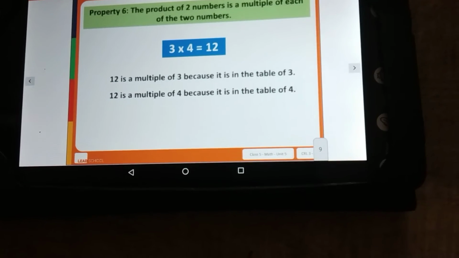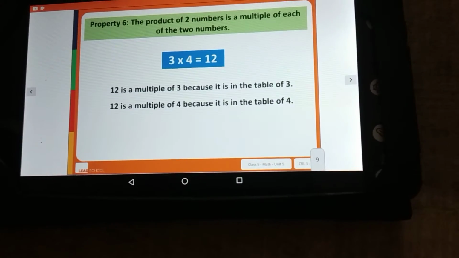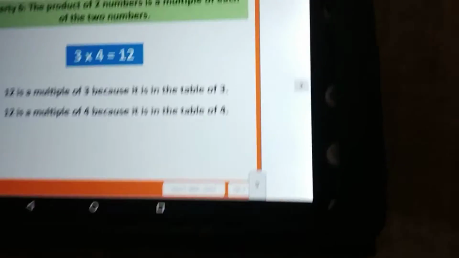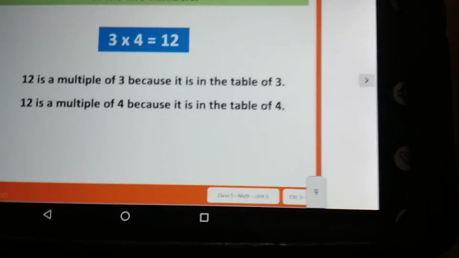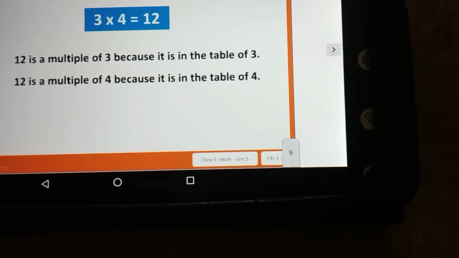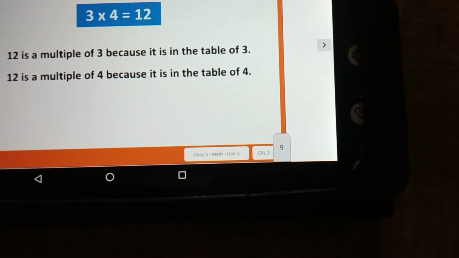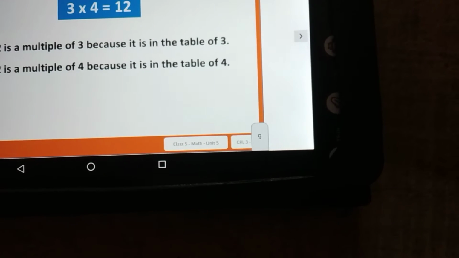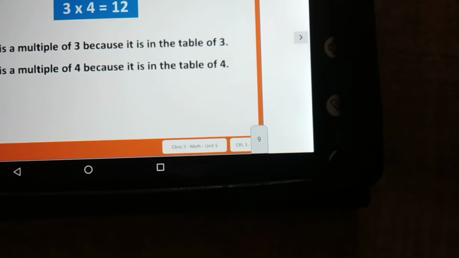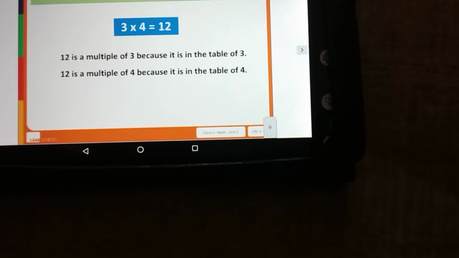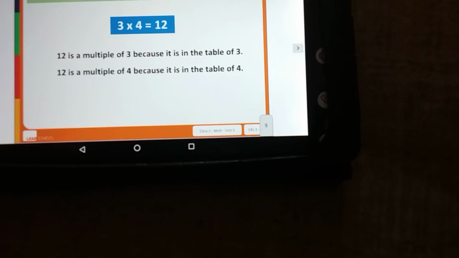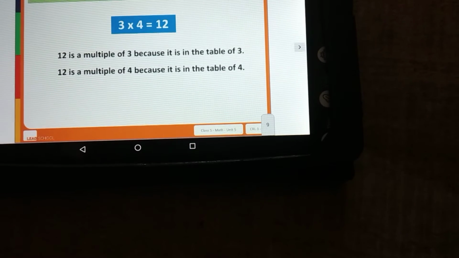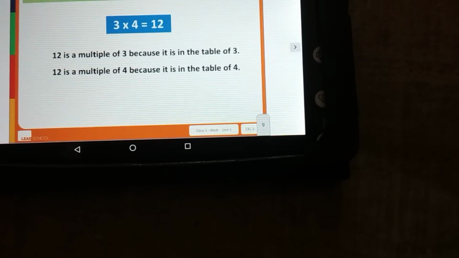Now property number 6: the product of two numbers is a multiple of each of the two numbers. 3 4s are 12. So 12 is a multiple of 3 because it is in the table of 3. 12 is a multiple of 4 because it is in the table of 4.